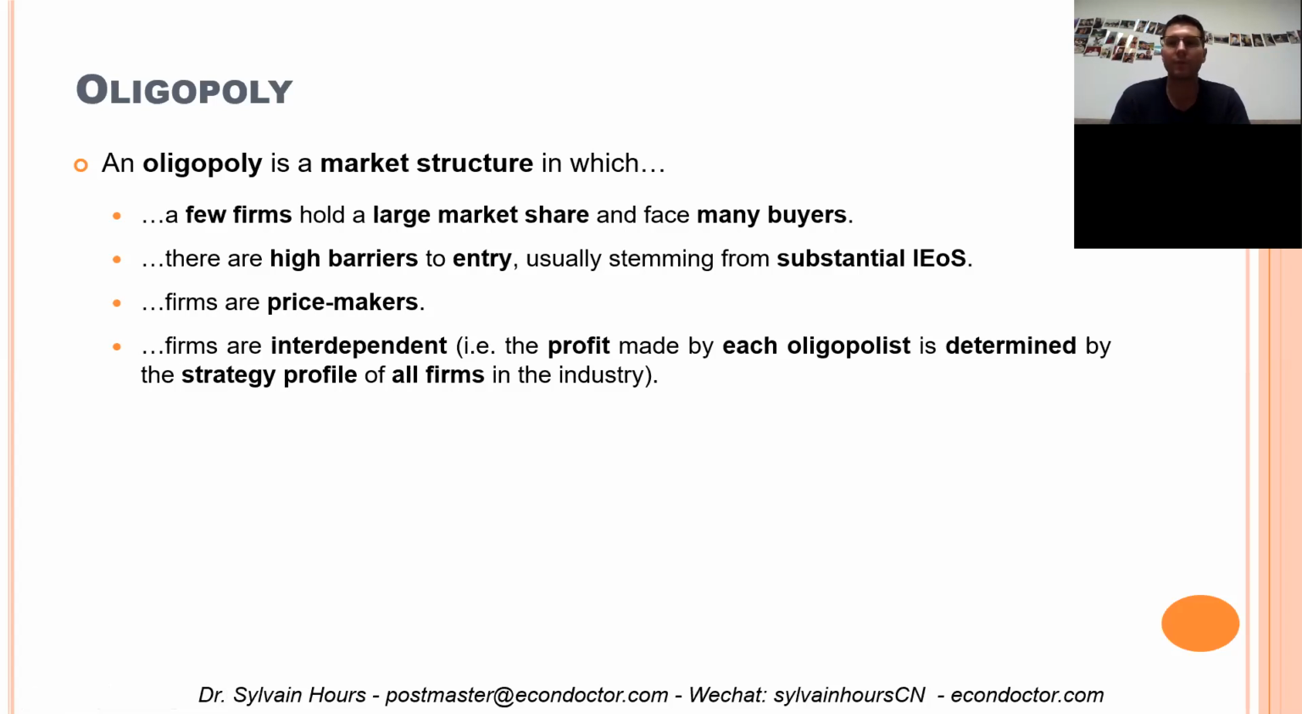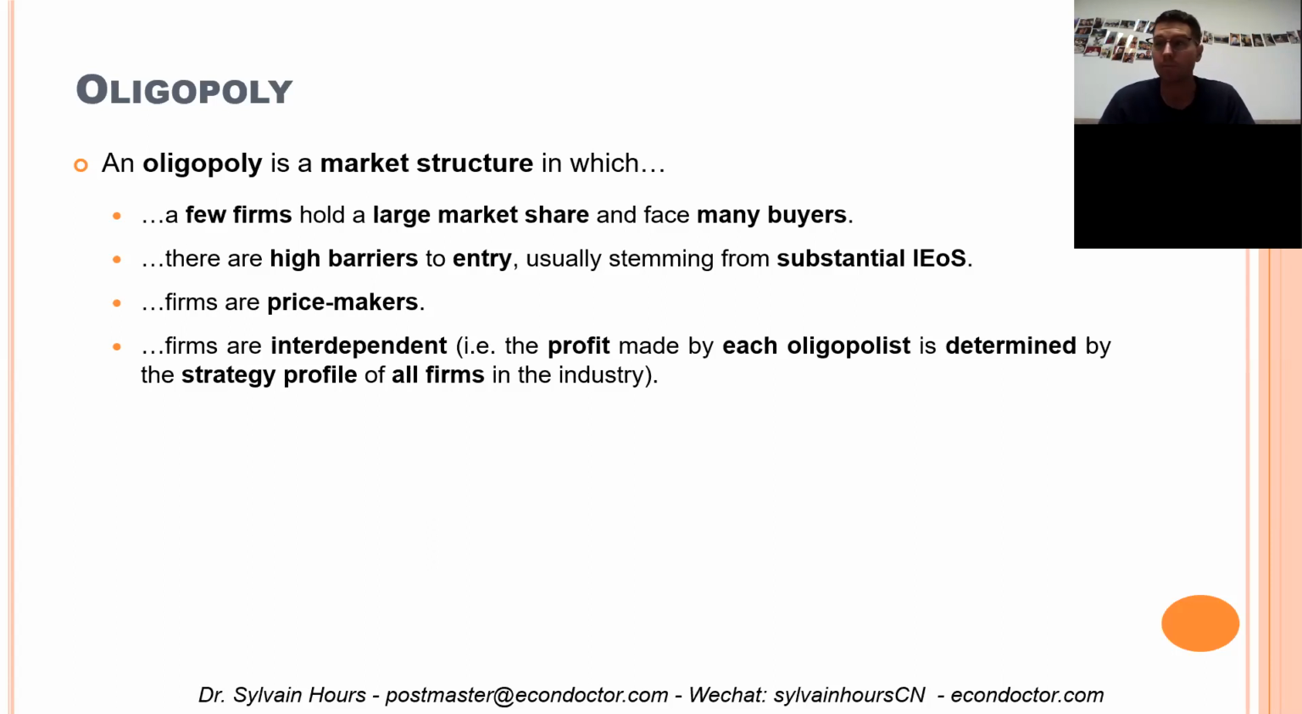These are very different types of strategies, but when firms are interdependent, their payoffs, which is their profit, depend on their own strategies, but also on the strategies chosen by the other firms in this market, their competitors. So we say that the profit of each oligopolist is determined by the strategy profile of all firms in the industry, which is different from the monopoly. In a monopoly, of course, the profit made by the monopolist only depended on its own strategy.